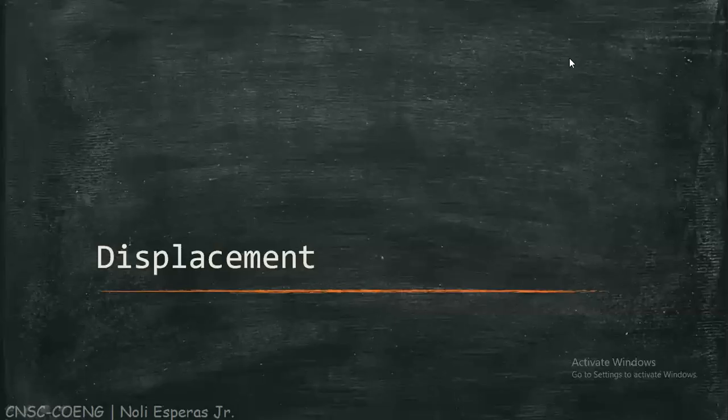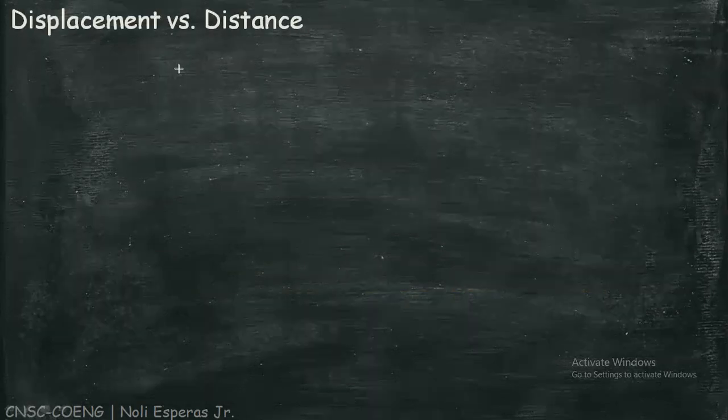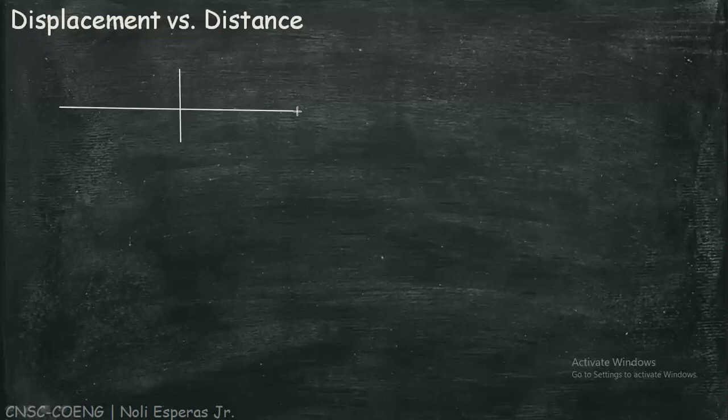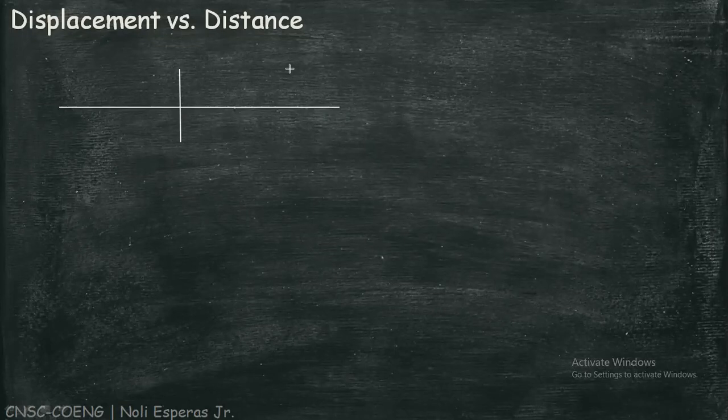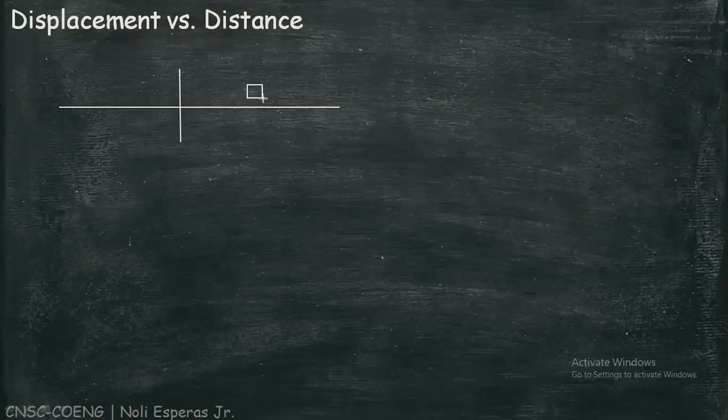Displacement. The first quantity in kinematics that we must familiarize with is displacement. And also, we have to differentiate its meaning from distance. To illustrate this one, let's consider this example.